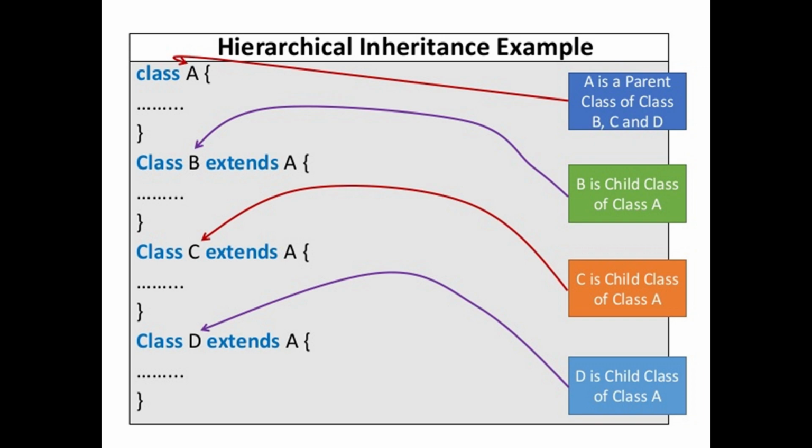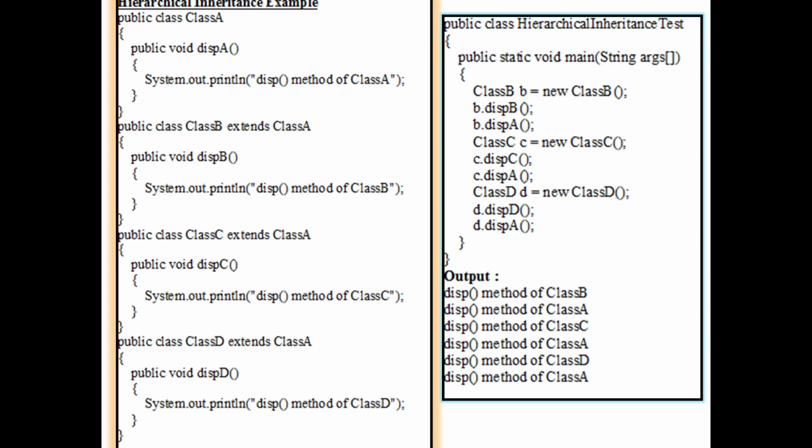And there is no relationship between B, C, D. C cannot access B's property, and D cannot access C's property or B's property. The only common thing is that for all the child classes, that is B, C, D, the parent class is class A. This is an example program for hierarchical inheritance.